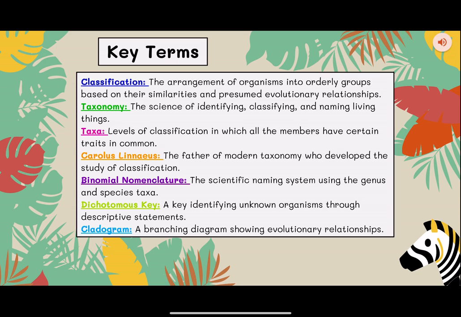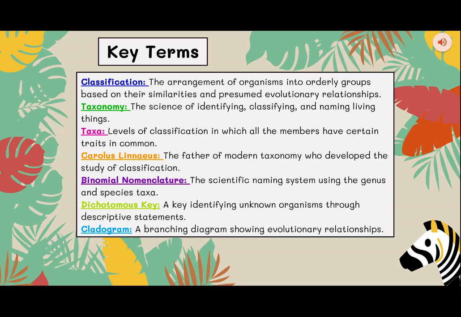Here are some key terms you should know. Classification. Classification is the arrangement of organisms into orderly groups based on their similarities and presumed evolutionary relationships. Taxonomy. Taxonomy is the science of identifying, classifying, and naming living things. Taxa. Taxa are the levels of classification in which all the members have certain traits in common. Carolus Linnaeus. Carolus Linnaeus is the father of modern-day taxonomy, who developed the study of classification and taxonomy.